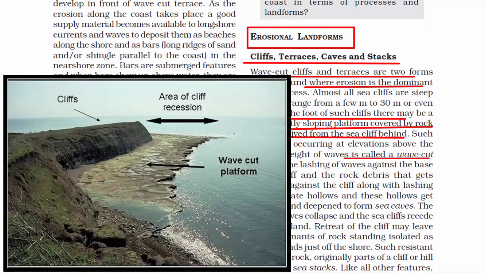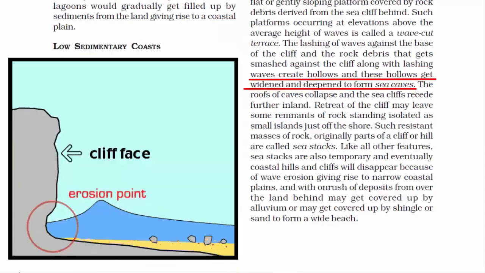Now at the foot of such cliffs there may be a flat or gently sloping platform covered by rock debris. This debris is part of the cliff. When waves hit the cliff, smaller chunks of rock break and they form a terrace sort of landform. It is called a wave cut terrace. Now as I've said, waves constantly hit the foot of the cliff with immense power. The rock debris that is there also gets smashed against the cliff.